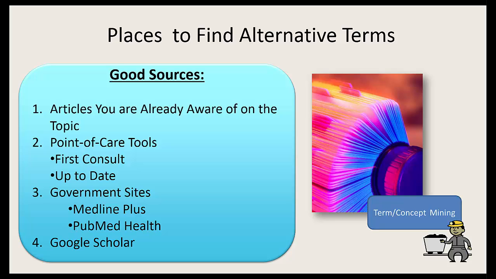But you may not always be able to come up with alternative terms on your own. Some good sources or resources to turn to are things like articles you are already aware of on the topic. Many times these articles in describing the concept or topic will use terms that you may not be familiar with that you can then add to your search. Point of care tools like First Consult and UpToDate are also good for this, as well as government sites like Medline Plus and PubMed Health. They will all provide you with alternative terms. Google Scholar is also a good place where you can find articles that may be able to help you come up with alternative terms for your search.